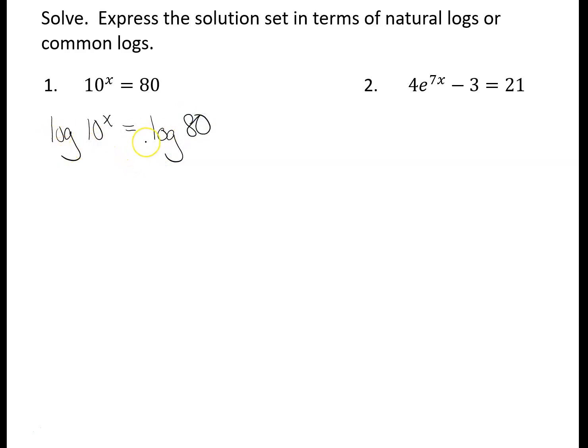Taking the log of both sides. Now, because my base is 10, remember this is special, there's an invisible 10, and since you've got 10 and 10, that whole side becomes what the exponent is, so it just becomes the x. Log of 80, I cannot evaluate. I can't write 80 as 10 to a power, so I'm just going to leave it log 80.